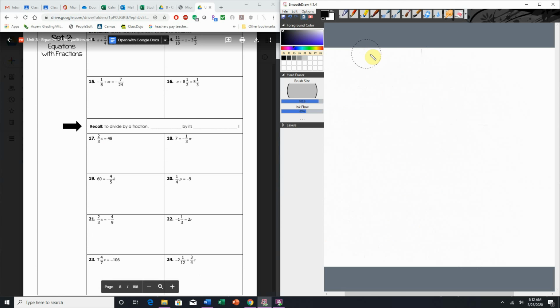So just erasing the whiteboard. So 17 says 2/3 x equals 48. Okay, so now we have something different here. We're not doing addition or subtraction. Okay, so we talked about yesterday, there's no addition or minus sign here. So we know this is multiplication. Okay, so it's 2/3 times x equals 48.